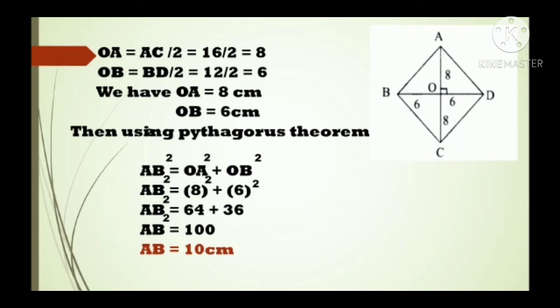So we have to find the value of one side. We have the values of OA and OB. From those values, can we find the value of AB?